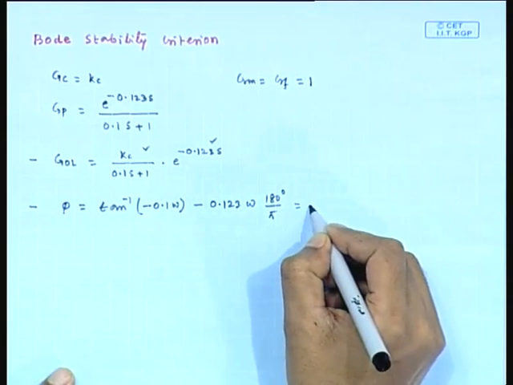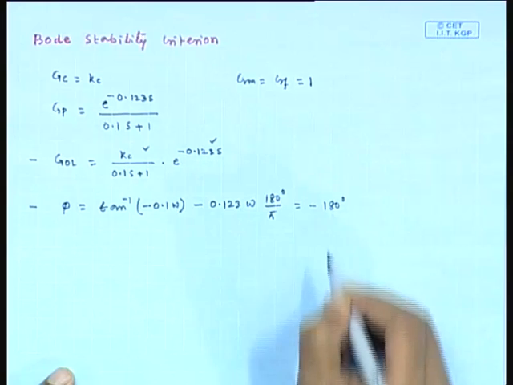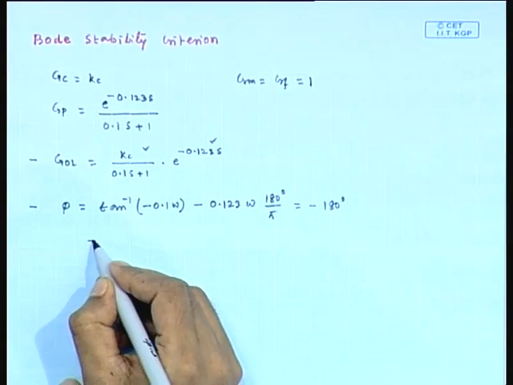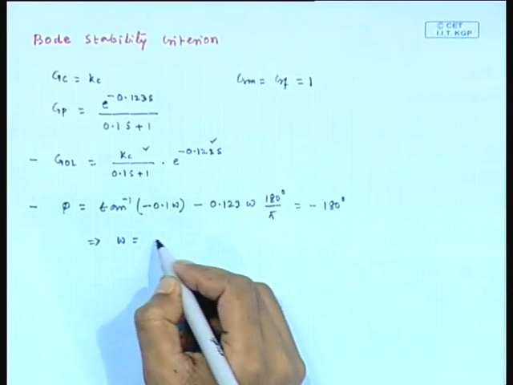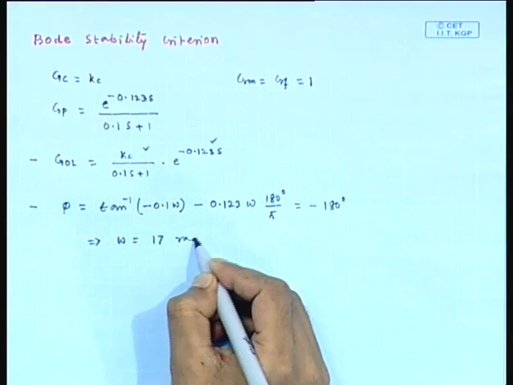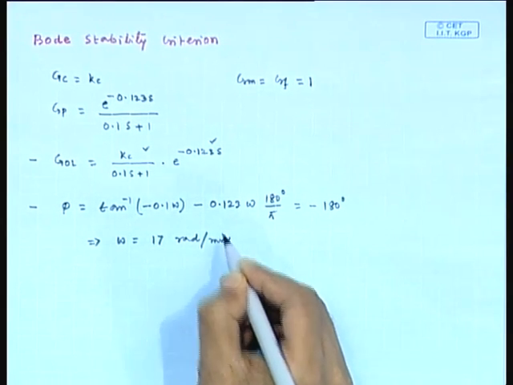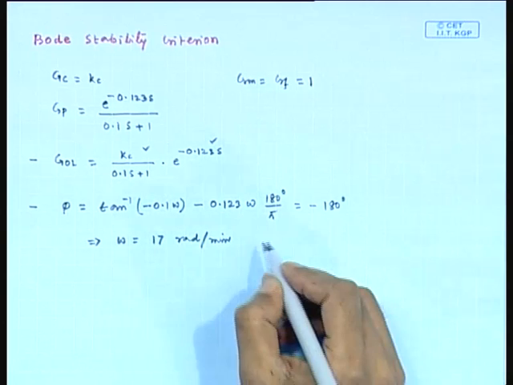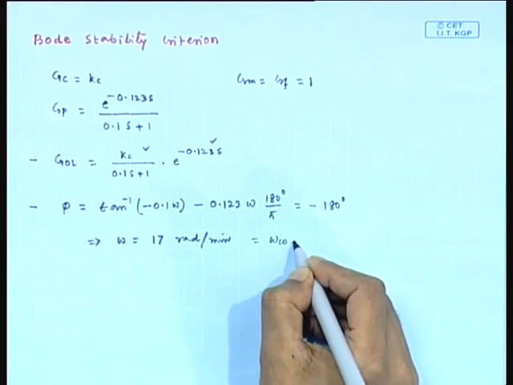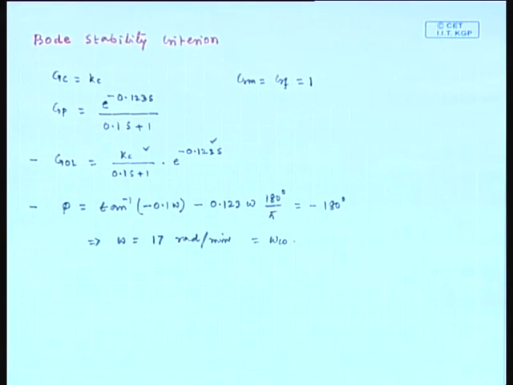If we consider phi equals minus 180 degree, then we obtain omega equals 17 radian per minute. Here time is in minute. Now, this is basically crossover frequency. Crossover frequency or critical frequency is the frequency which is calculated at phi equals minus 180 degree.